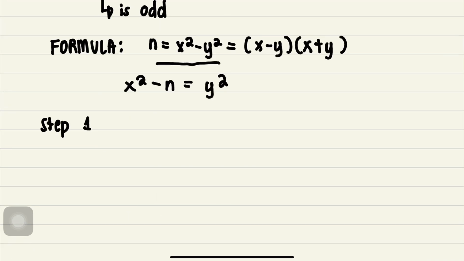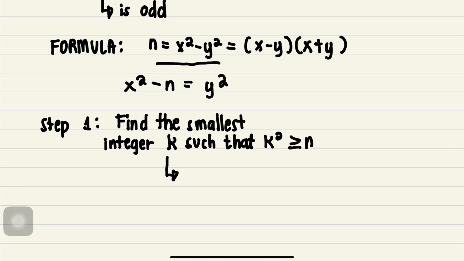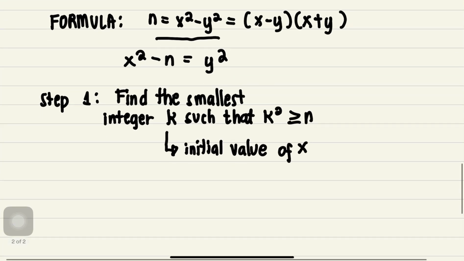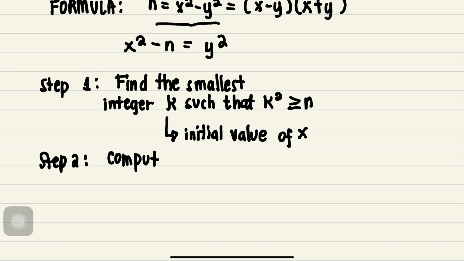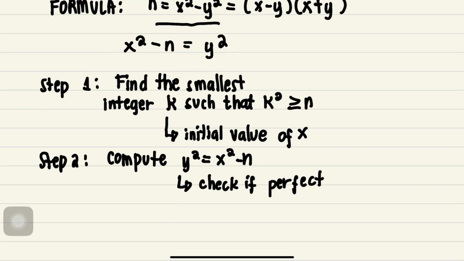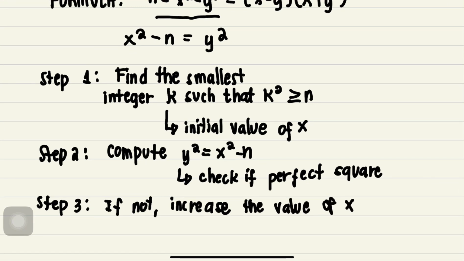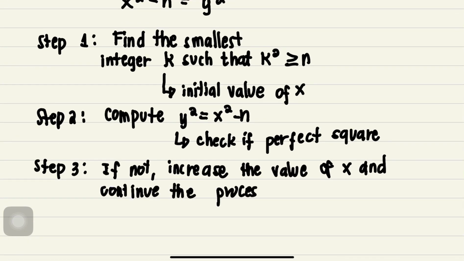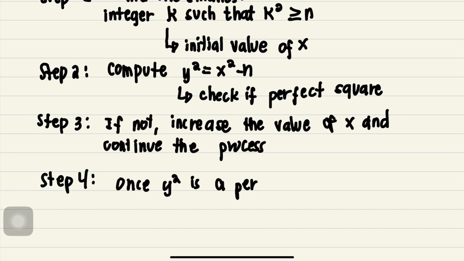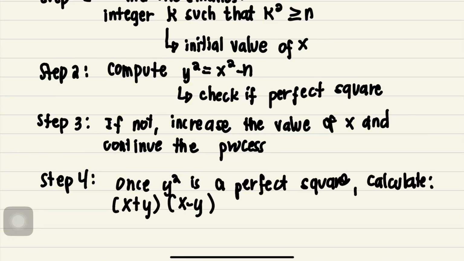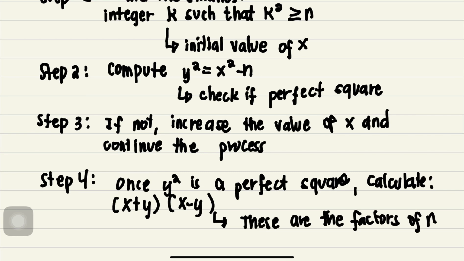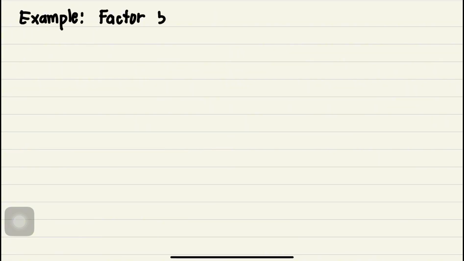equals y squared. The first step is to find the smallest integer k such that k squared is greater than or equal to n. So k here is the initial value of x. After that, we can compute the value of y squared and check if it is a perfect square. And if not a perfect square, we increase the value of x and continue the process. Once y squared is a perfect square, calculate x plus y and x minus y, and these are the factors of n.